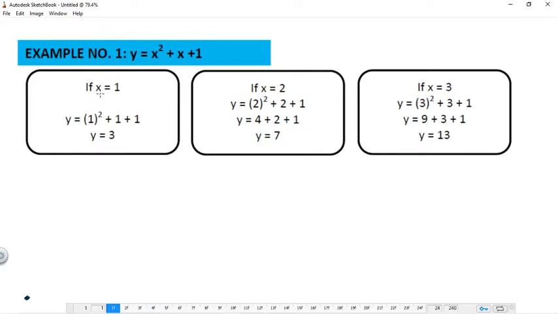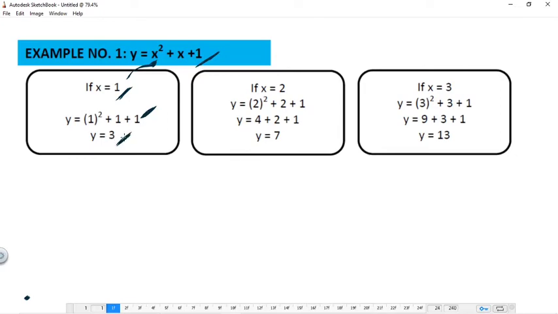We will go to these examples to show you that functions are widely used. For example number 1, y is equal to x raised to 2 plus x plus 1. If we are going to assign a value for x, like 1, all we have to do is substitute 1 for x. Therefore, it will become y is equal to 1 raised to 2 plus 1 plus 1. And if we are going to solve this, y will be 3.